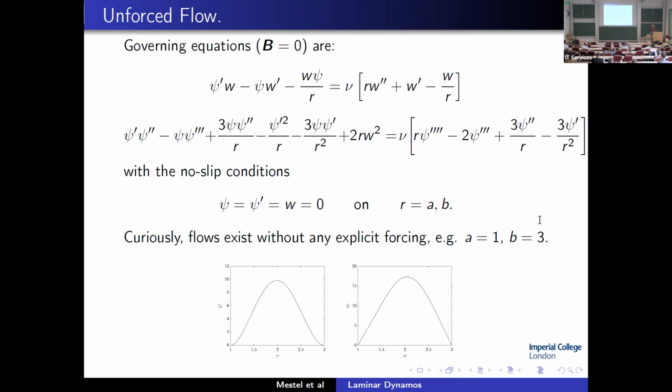Now, of course, in dynamos, we're used to magnetic fields just appearing from nowhere. Velocity fields don't appear from nowhere. They need to be forced from somewhere. And the only place this can be forced from is essentially infinity.